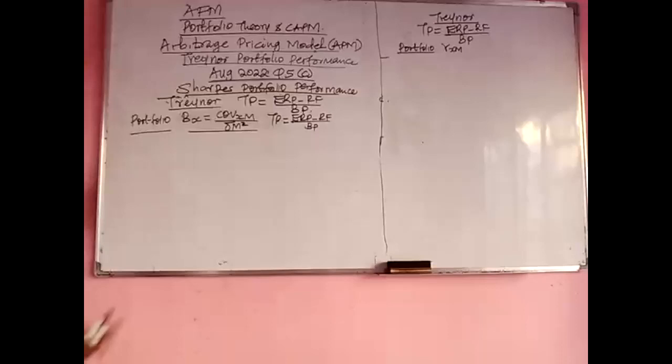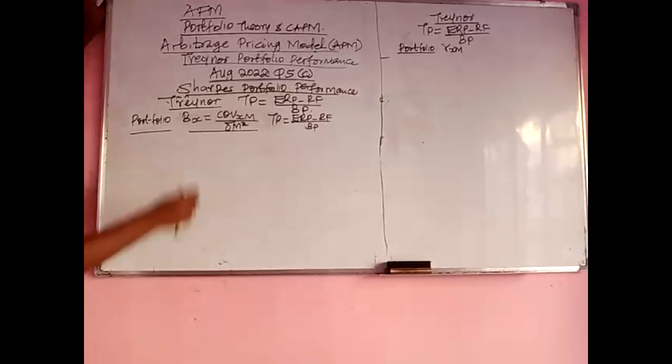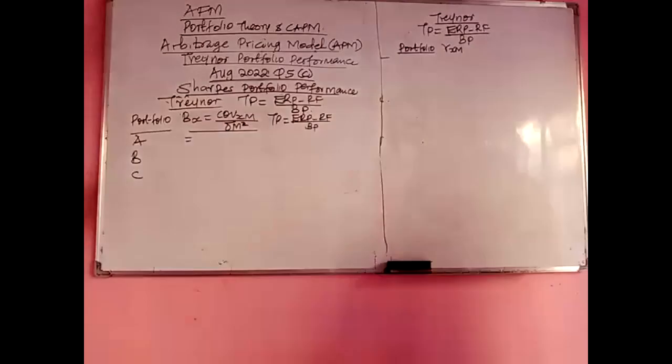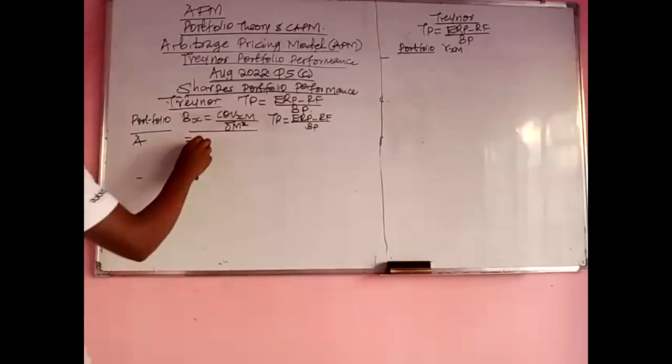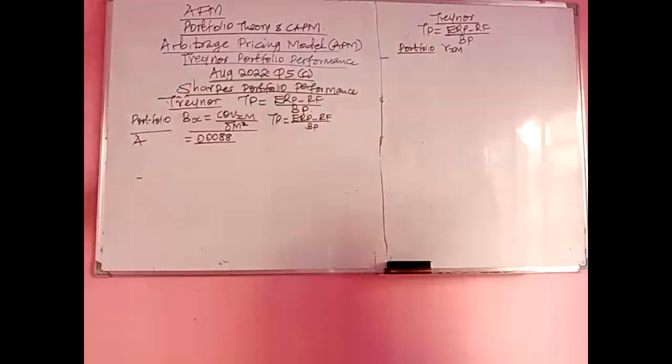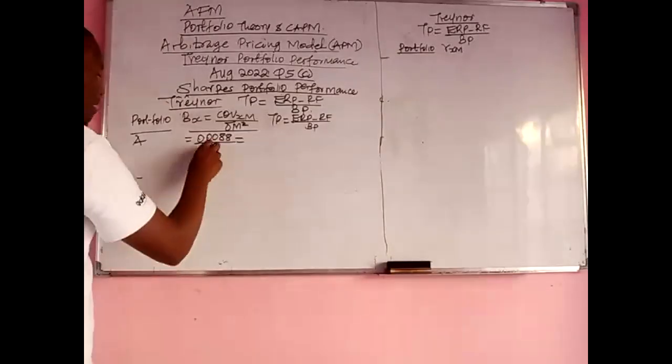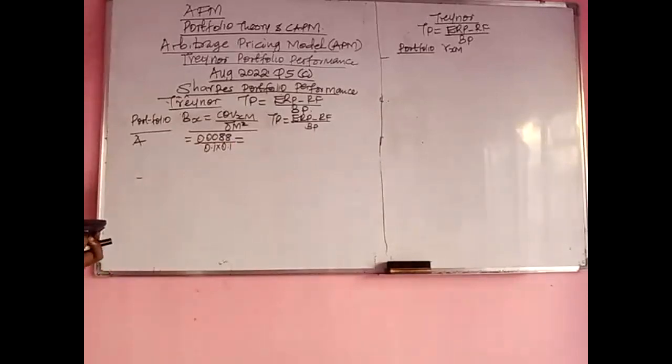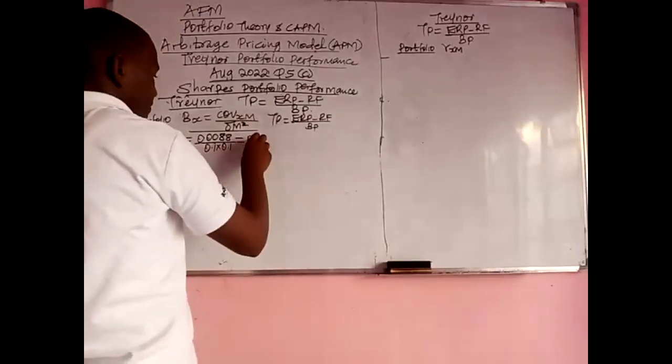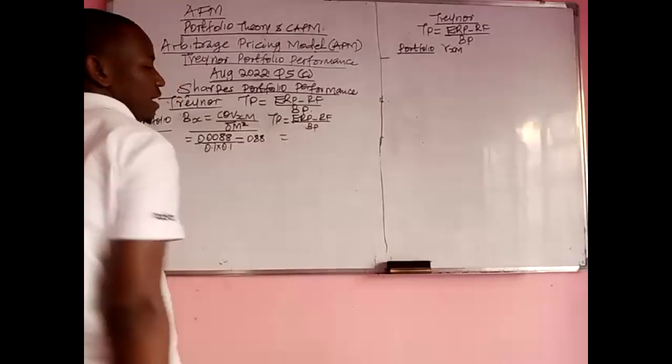Now we have the covariance of the first one, which we've been given. The covariance is 0.0088. So I'll take 0.0088 divided by the standard deviation of the market. The standard deviation of the market you are given as 10, so I divide by 10 squared. Remember, this is just like 0.1 multiplied by 0.1. So I'll say 0.0088 divided by 0.1 multiplied by 0.1. This is giving us 0.88.